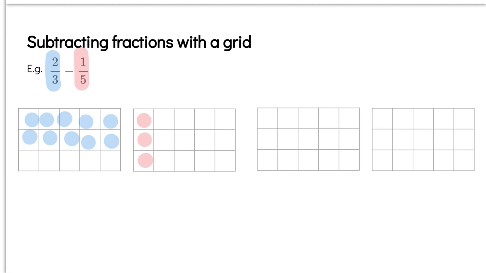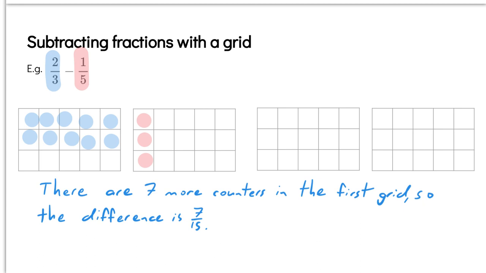Well, I can see if I started with 1/5, which is just 3 of these dots, how many more would I have to add? I would have to add 1, 2, 3, 4, 5, 6, 7. To explain this grid, I would say something like this. There are 7 more counters in the first grid, so the difference is 7/15. And that is your answer.